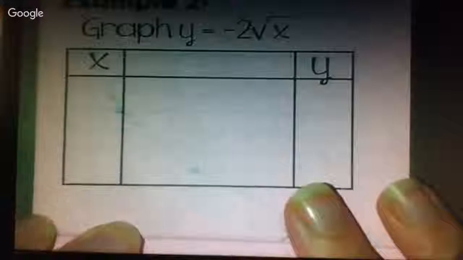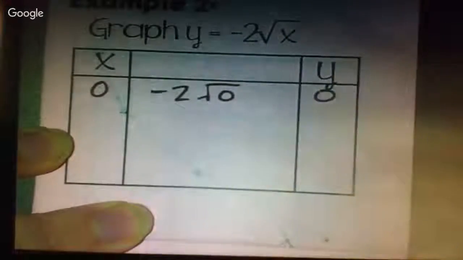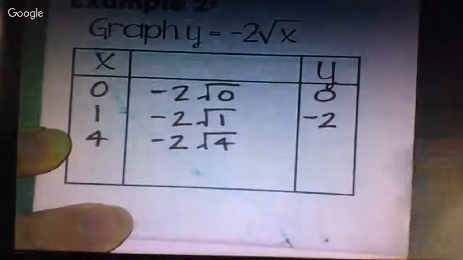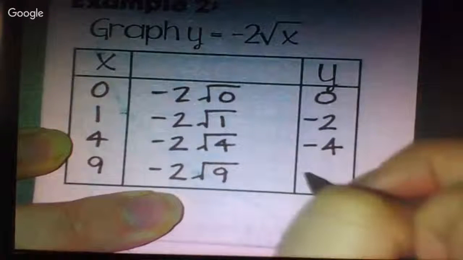Let's see what happens when I multiply by a negative. So again, we started at 0. So what's negative 2 times the square root of 0? Then we want 4. Negative 2 times the square root of 4. Beautiful. And 9. Negative 2 times the square root of 9.